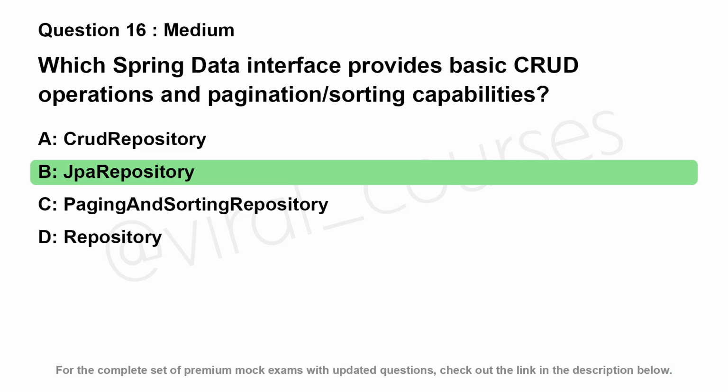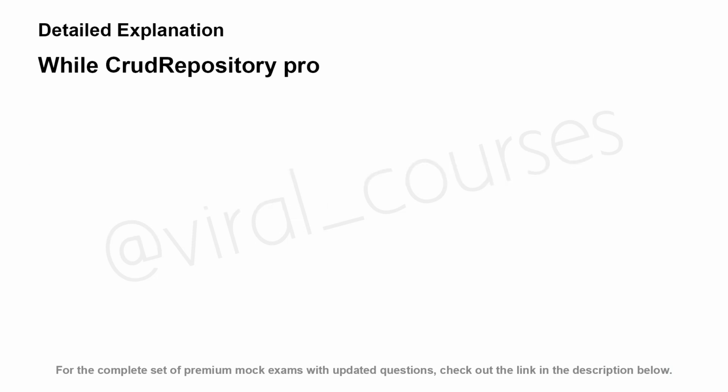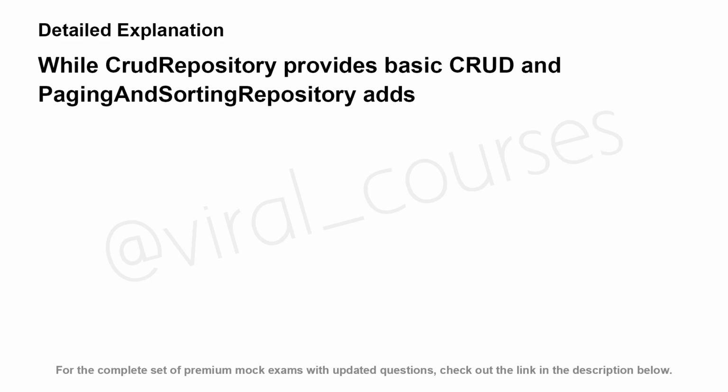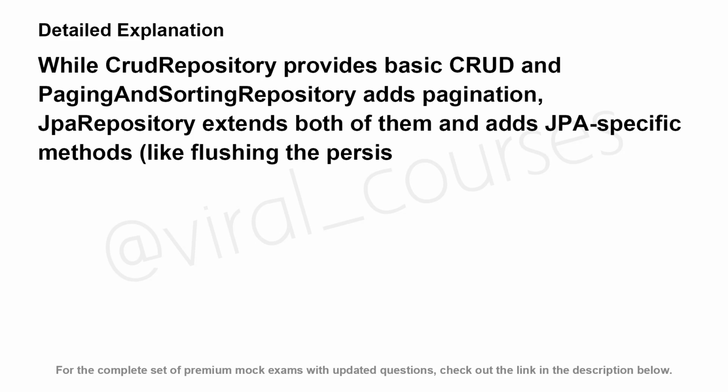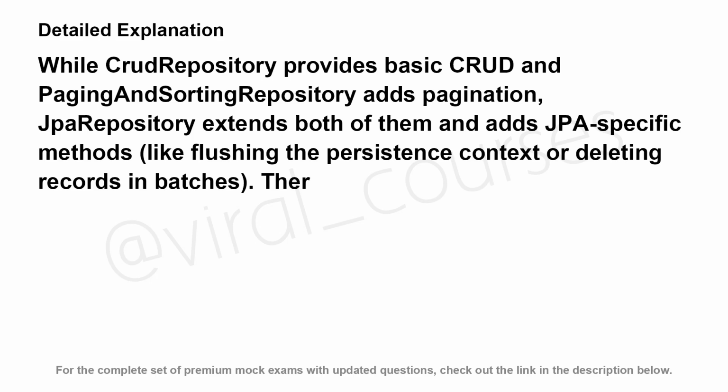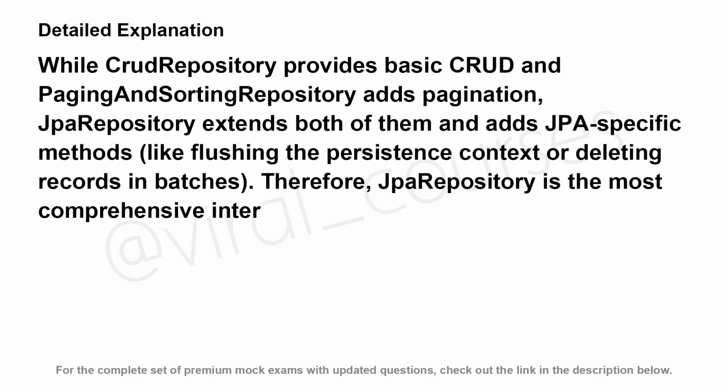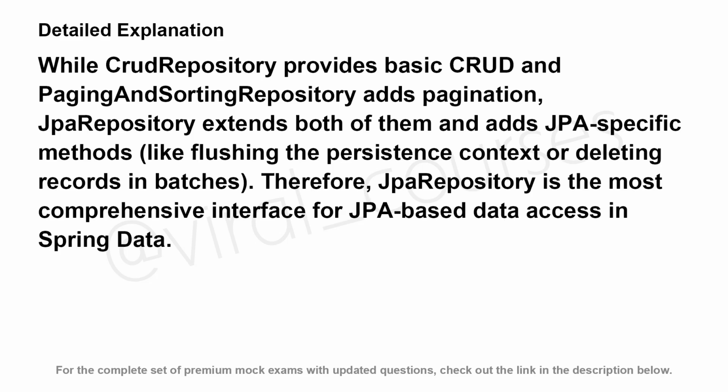The correct answer is B. While CrudRepository provides basic CRUD and PagingAndSortingRepository adds pagination, JpaRepository extends both of them and adds JPA-specific methods, like flushing the persistence context or deleting records in batches. Therefore, JpaRepository is the most comprehensive interface for JPA-based data access in Spring Data.